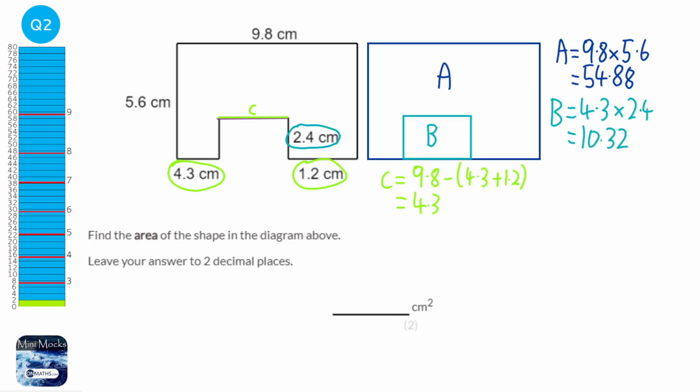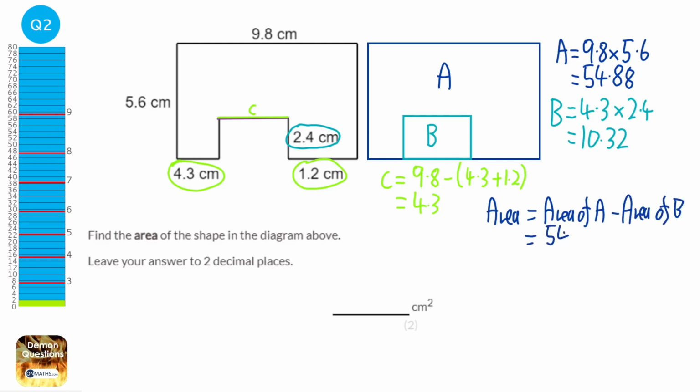Now to work out the area of the whole shape, all we need to do is the area of A, take away the area of B. So the area of A was 54.88. We're going to take away the 10.32, and that gives us 44.56. And all the units are in centimetres, so our units for the area will be centimetres squared.